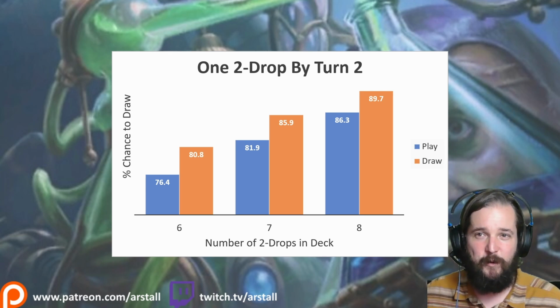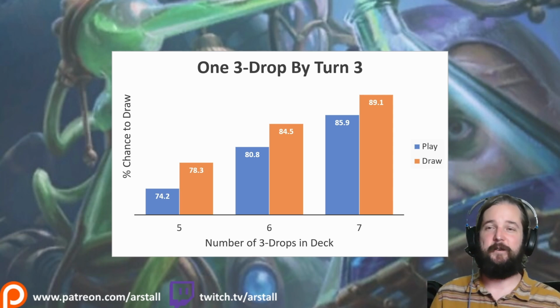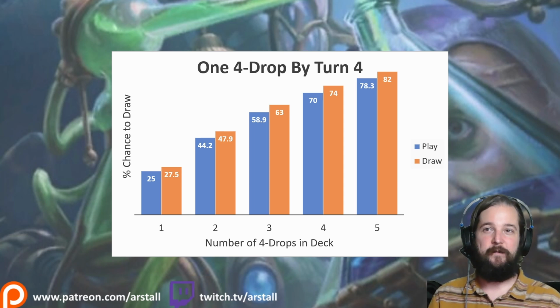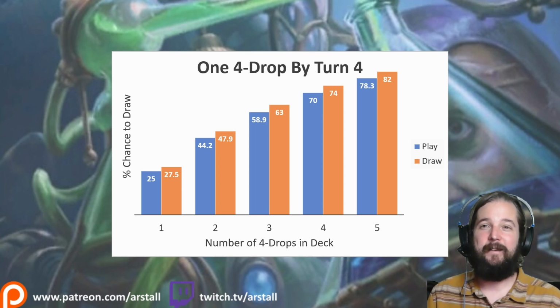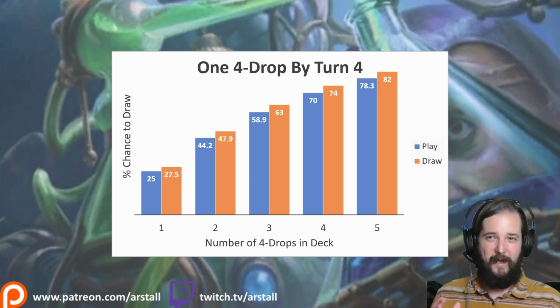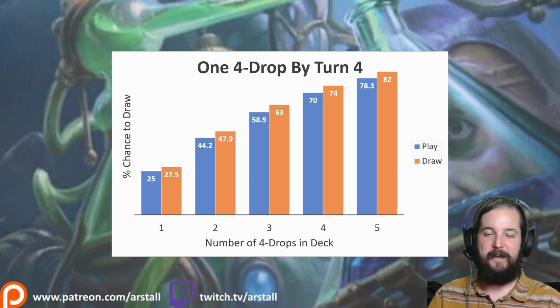So then you can repeat this process on down the line. How many do you need for 1 3-drop by turn 3? And the magic number for this one is 6. And then 1 4-drop by turn 4. And this is where it starts to get a little bit more complicated, and so I decided to graph the entire thing here.